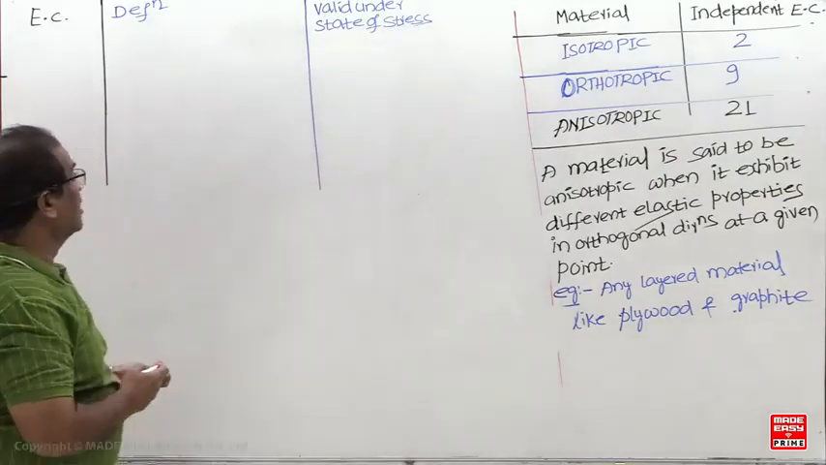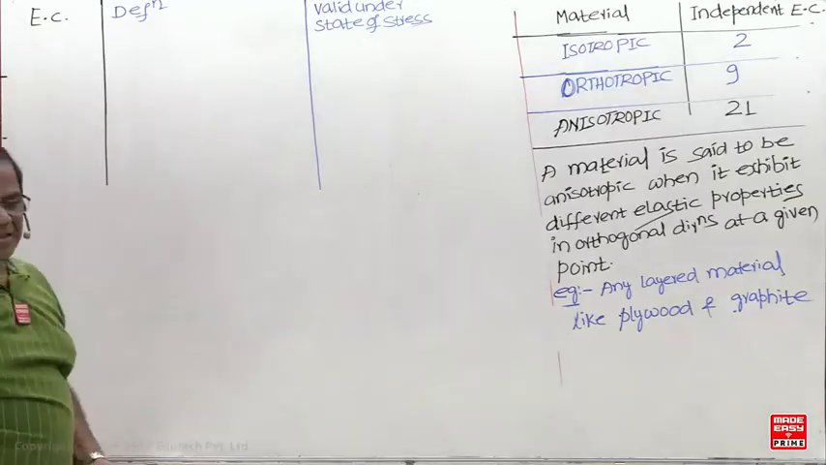Now I am giving a generalized tabular form for all the 4 elastic constants.